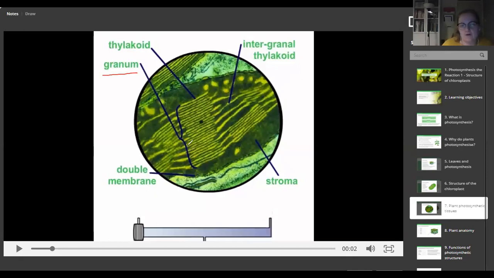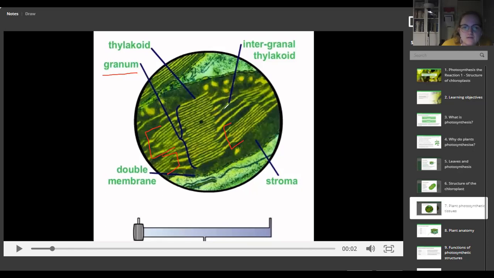There's a few others as well. There's not just one. We can actually see another granum here. You can see one there, and that's probably part of one there as well. That's a nice big clear one there. So we've got a stack of thylakoids, which makes up the granum. So you could draw a line to any one of those individual ones there.